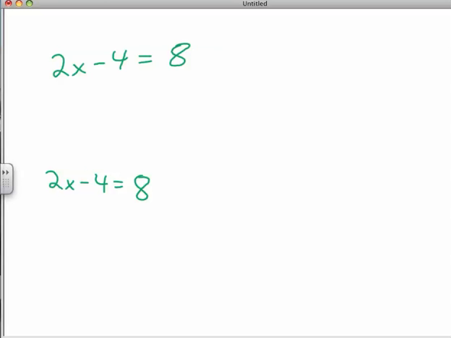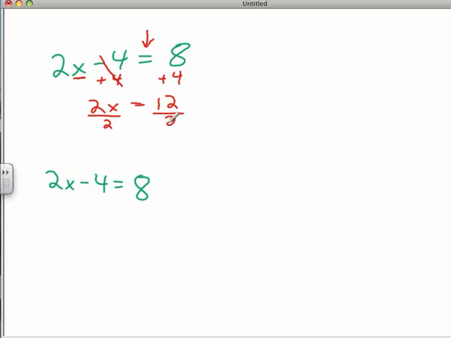Alright, so we have our first equation, 2x minus 4. Now, I want to isolate this variable. I want it all by itself. Now, how do I do that? Well, opposite operation. So here I'm subtracting 4, so I'm going to add 4 to cancel it out. Now, again, whatever I do to one side, I want to make sure that I do to the other. So I have 2x equals, and 8 plus 4 gives me 12. Notice how I line up the equal signs to keep my equation nice and straight and orderly.